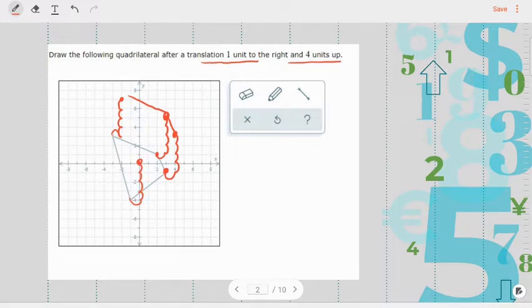Now remember to use your line tool in order to connect these shapes. So here's my new shape. All right, let's move on.